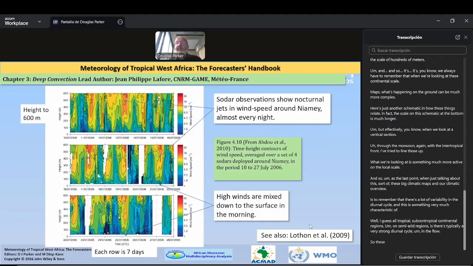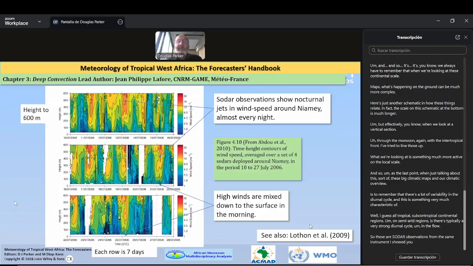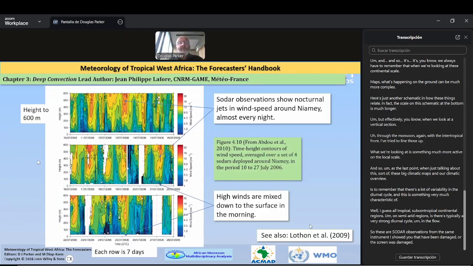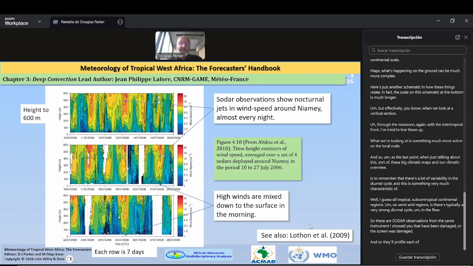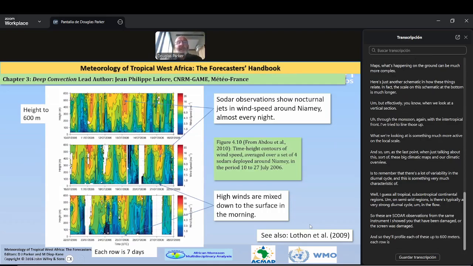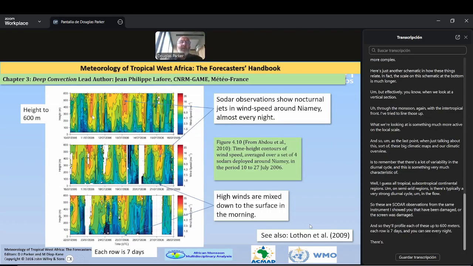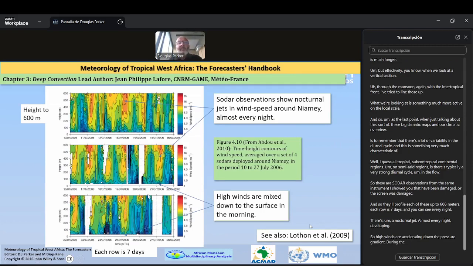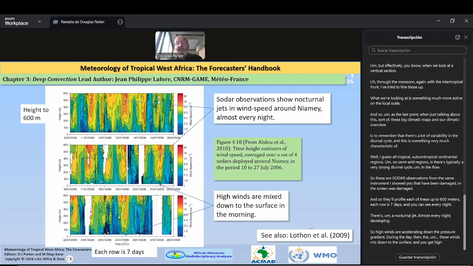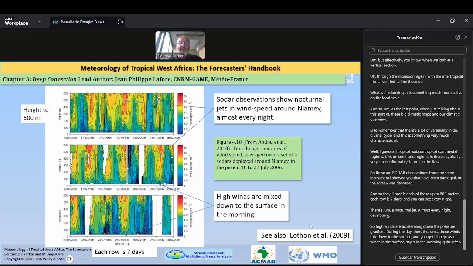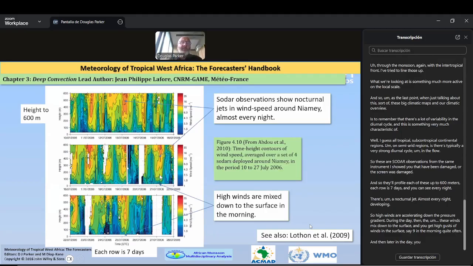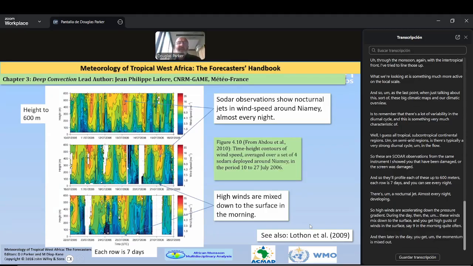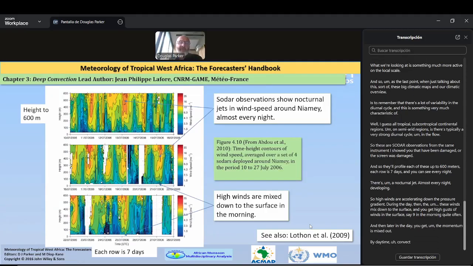So these are SODAR observations from the same instrument I showed you that was damaged, or the screen was damaged. They profile up to 600 meters. Each row is 7 days. And you can see every night, almost every night, a nocturnal jet developing. So high winds are accelerating down the pressure gradient. During the day, these winds mix down to the surface, and you get high gusts of wind at the surface, say 9 in the morning quite often. And then later in the day, the momentum is mixed out by daytime convective turbulence, and the winds are much lighter.